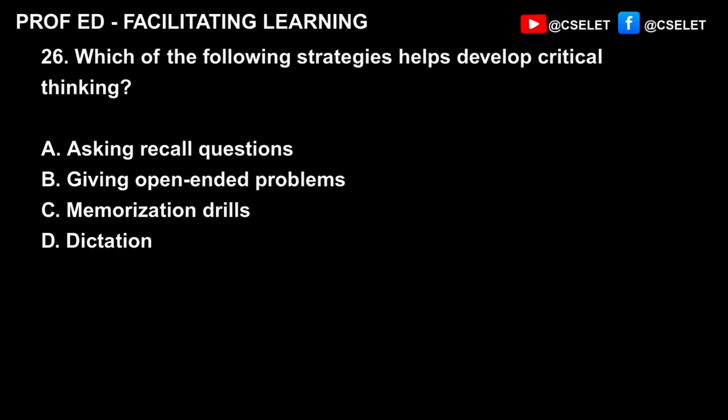Which of the following strategies helps develop critical thinking? A. Asking recall questions. B. Giving open-ended problems. C. Memorization drills. D. Dictation.